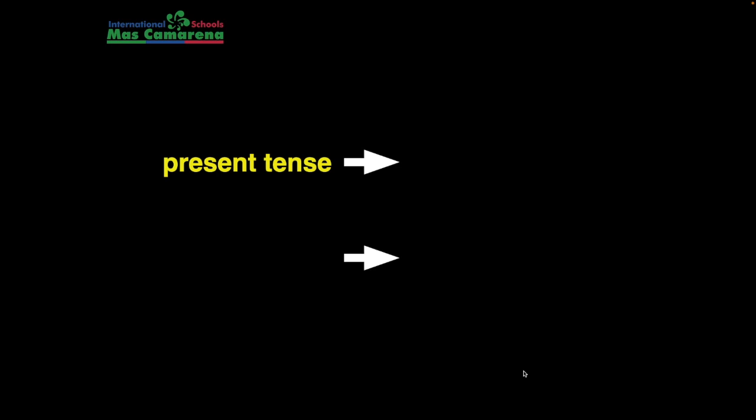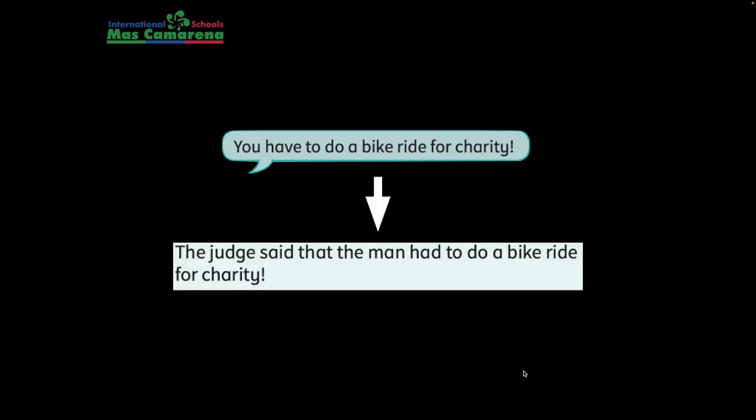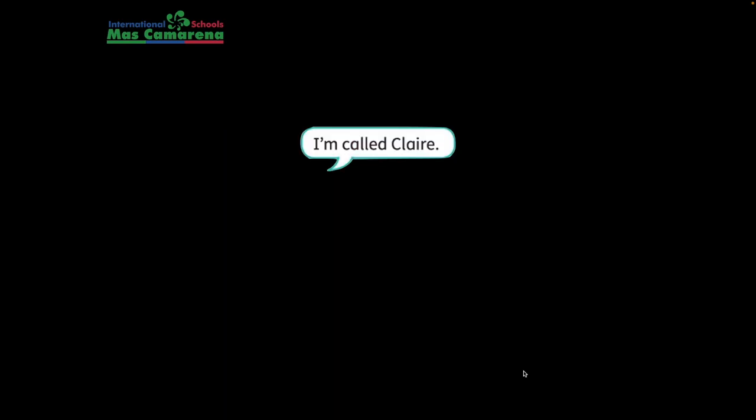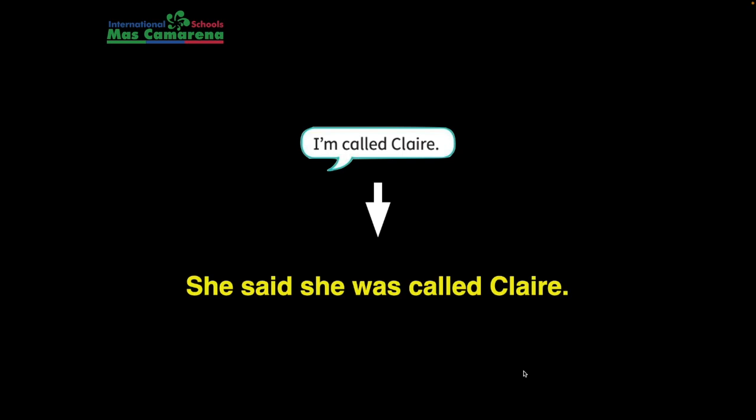Now, present tense, as we said, it becomes the past simple. So in this case, for example, has to becomes had to. Here's an example. "You have to do a bike ride for charity" becomes "The judge said that the man had to do a bike ride for charity." Now you can see here that the you has changed to the man and have has changed to had. "I am called Claire" becomes "she said she was called Claire." So the I changes to she and the am changes to was.